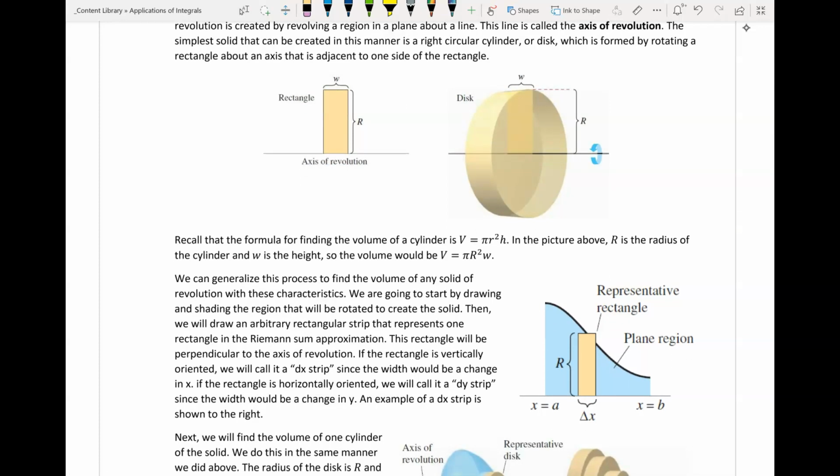For example, let's say we have a rectangle over here. If I want to rotate this around the x-axis, the axis of revolution, it is going to go all the way around and back up, which forms a disk. You can see an arrow that shows that our rectangle is going to move around the axis of revolution. When that happens, this creates a disk. R is the height of our rectangle, and W is the width of the rectangle.